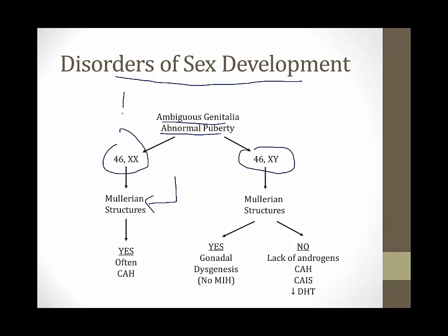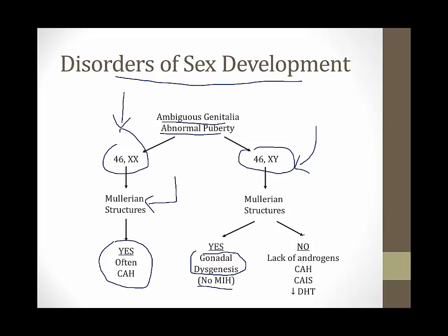So let's consider the case of an XX female who does have Mullerian structures present. This is often due to congenital adrenal hyperplasia. In several of the adrenal hyperplasias, there is an excess of androgens produced from the adrenal gland, and this can lead to development of ambiguous genitalia or abnormal puberty in a child who has two X chromosomes. In the case of a child with an X and a Y chromosome, if the Mullerian structures are present, that means there's some problem with the gonads. They did not develop normally, and there was no secretion of Mullerian inhibitory hormone.